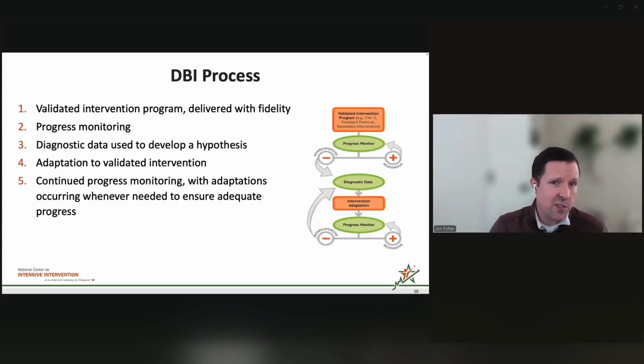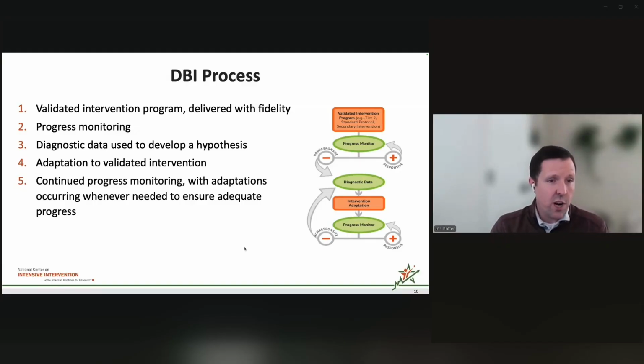The DBI process doesn't really end until a student no longer needs a validated intervention. The student is reading at grade level without the need for interventions. The student is meeting behavioral expectations without the need for additional support. Whatever those grade level expectations are, the student doesn't need additional supports in order to meet them. So those are kind of the 5 steps of DBI.